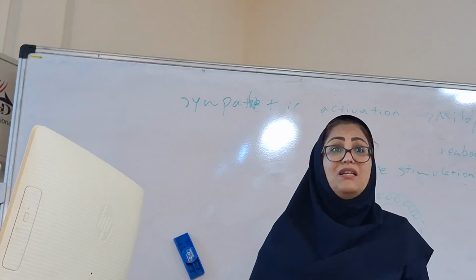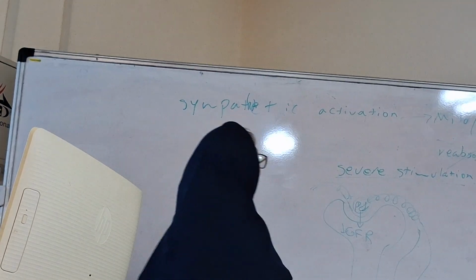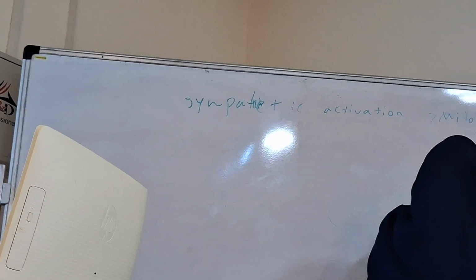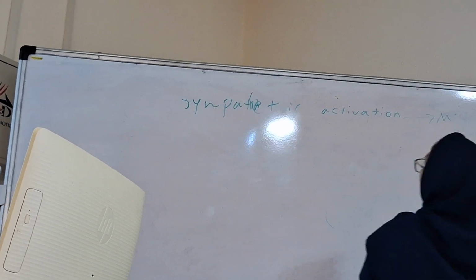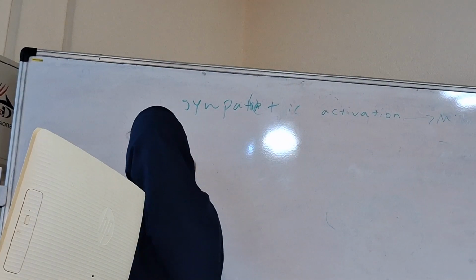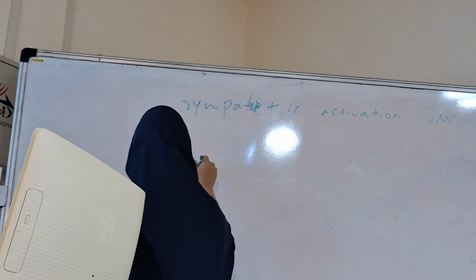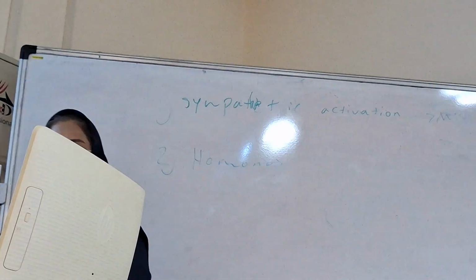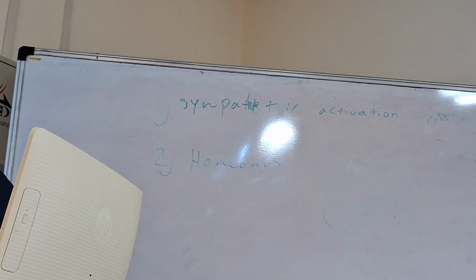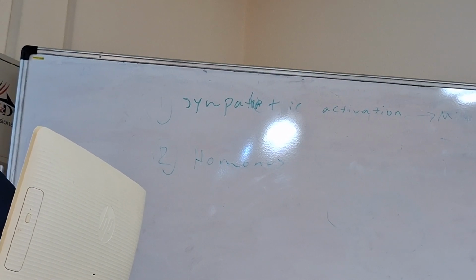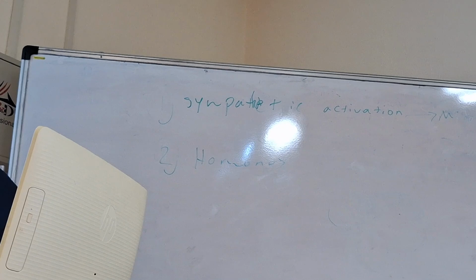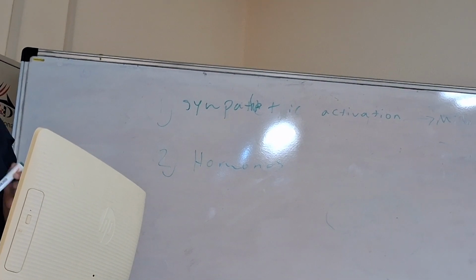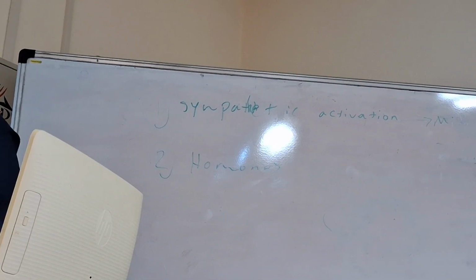Got it? Was it clear? Okay. And another item was some hormones. Which hormones are important? Vasoconstrictors and vasodilating hormones. Aldosterone, ADH, and ANP. These hormones are very important.